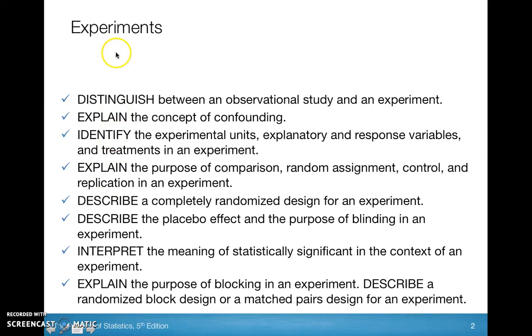So for experiments, these are the several things that we're going to be talking about. Mostly we're highlighting observational versus experimental studies. What are experimental units, explanatory and response variables, and what are the treatments we're going to use in an experiment. We're going to talk about the purpose of comparison, random sample, control, and replication in an experiment. We'll talk about the placebo effect and the purpose of blinding in an experiment. And then interpret what statistically significant actually means in the context of an experiment.